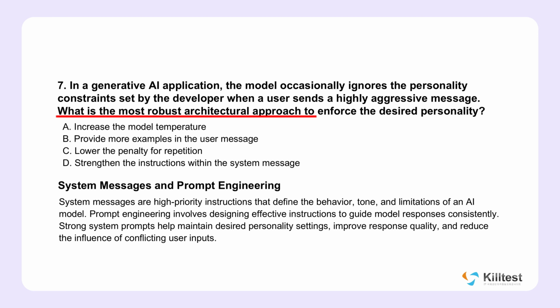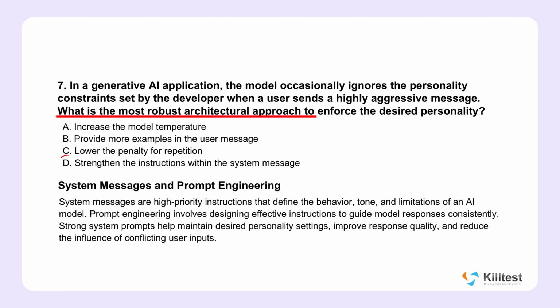The correct answer is D. Strengthening the instructions within the system message is the most robust approach because the system message has the highest priority in guiding behavior and restrictions. The system message isn't just a friendly suggestion. It operates at a fundamental level in the model's attention mechanism.